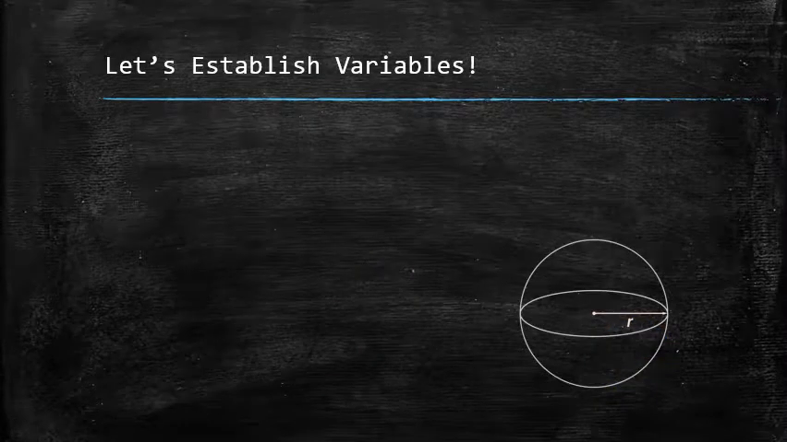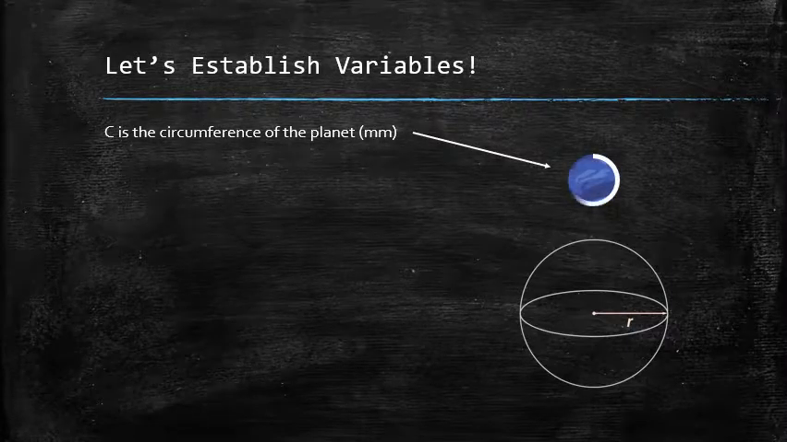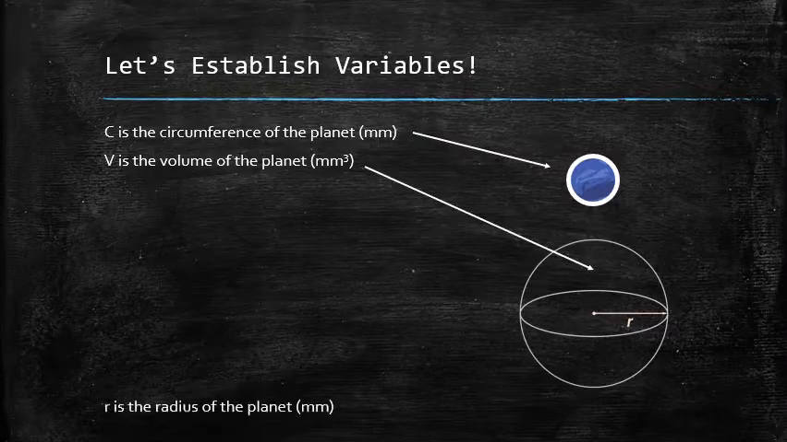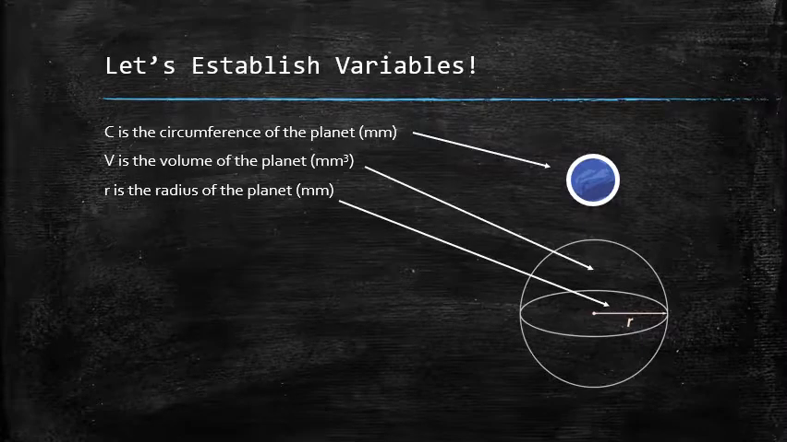Okay, so before we jump into the question, we need to first establish some variables. So our first one is that c is the circumference of the planet in millimeters. Second, we have that v is the volume of the planet, and the units for that will be millimeters cubed. And finally, we have that r is the radius of the planet, which is also going to be in millimeters. And so we can use these variables and plug them into formulas. So the first formula we have is that c, circumference, is equal to 2 pi r. The second one we'll need is the formula for volume. So v is equal to 4/3 pi r cubed.